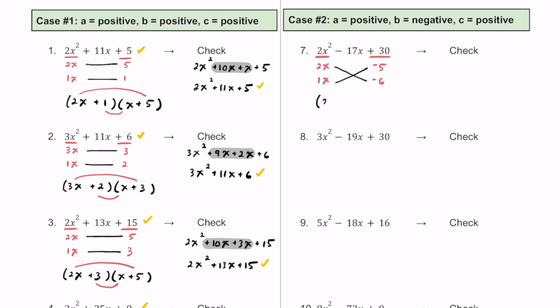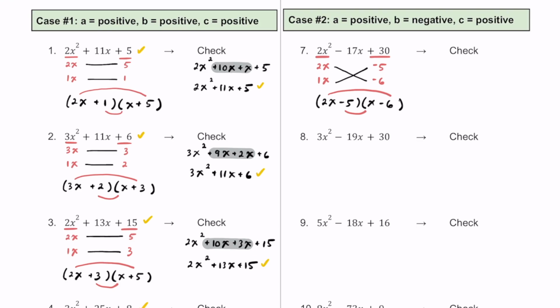Let's go ahead and say this 2x is going to be the beginning of this binomial, and then 1x is going to be the beginning of this binomial. Now the 2x is supposed to pair with a negative 6, so we're going to put a minus 6 here, and the 1x is pairing with a negative 5, so let's put a minus 5 here. Again, this was our outers or our pairs, and this was our inners.